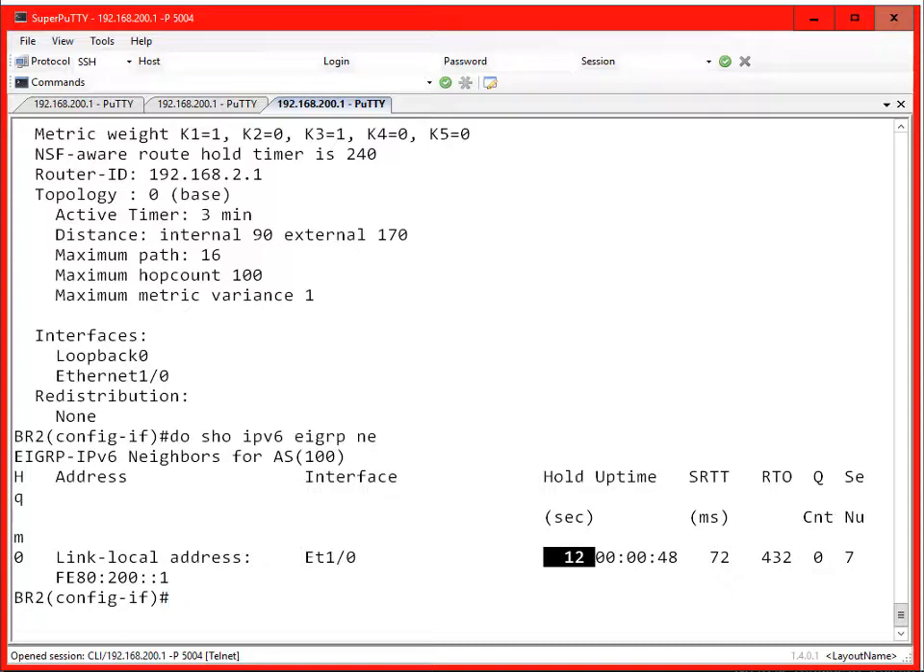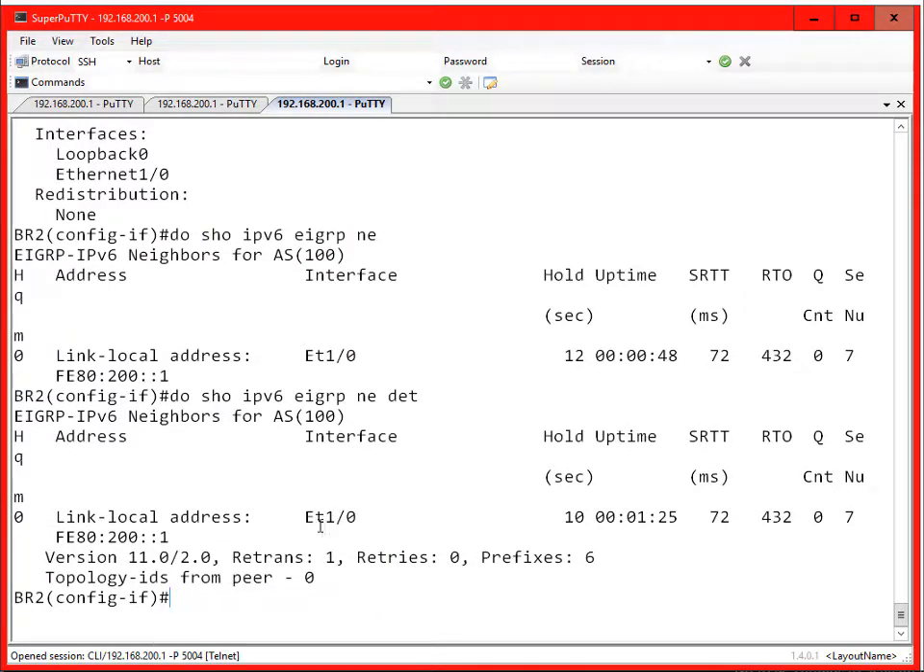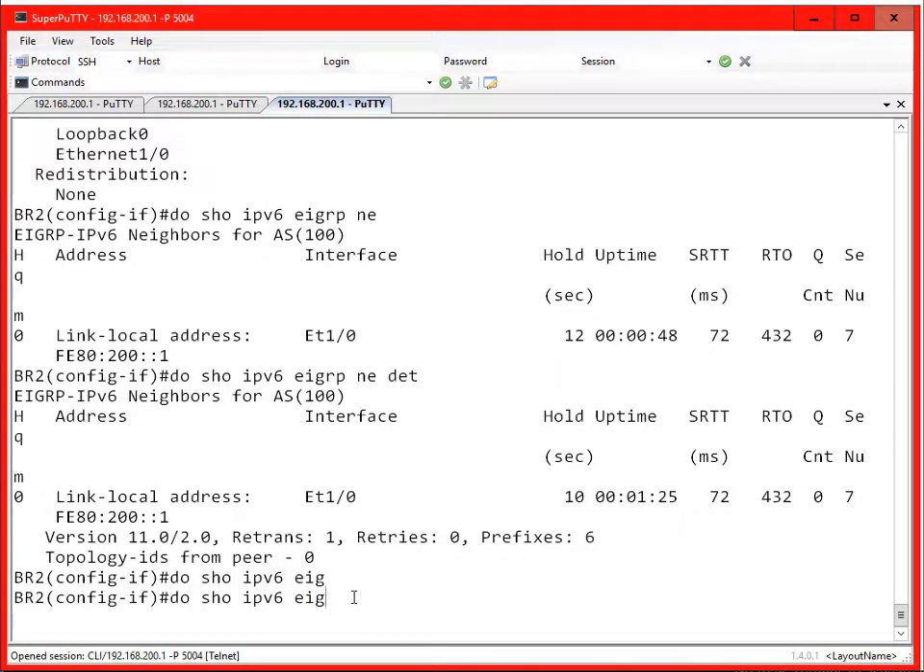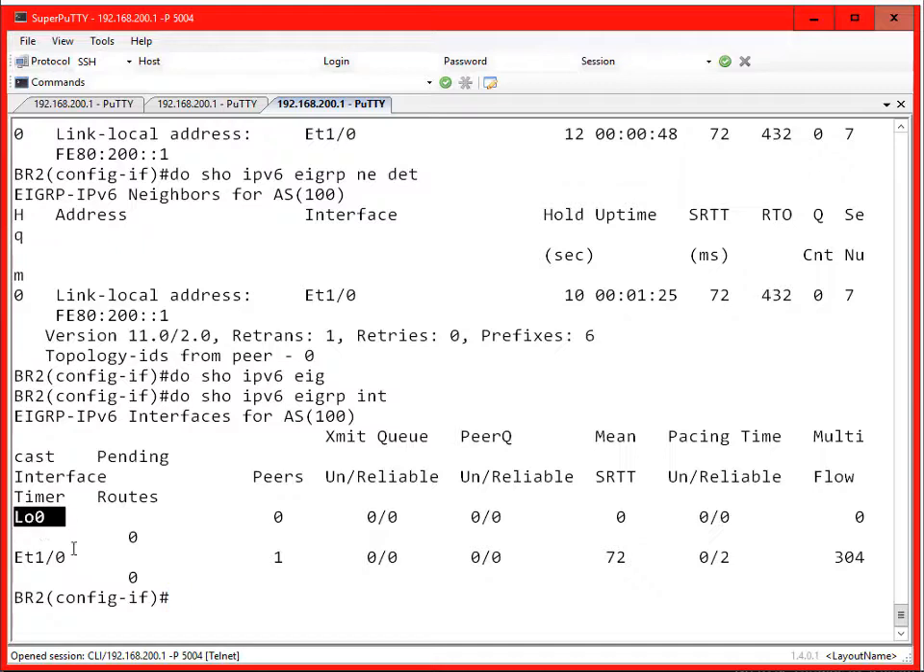The only exception is that the neighbor adjacency is being formed with a link local address as opposed to a global unicast address. I can add the detail option if I want, and I can see the number of prefixes that I'm receiving from a particular neighbor. If I wanted to do a show IPv6 EIGRP interface, I could do that as well. And again, I'll see which interfaces are running EIGRP, how many peers exist, and so on. So all of the other commands that we've seen throughout this whole process still exist, and they're implemented exactly the same way in IPv6.